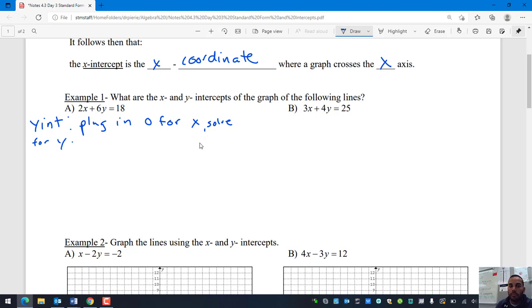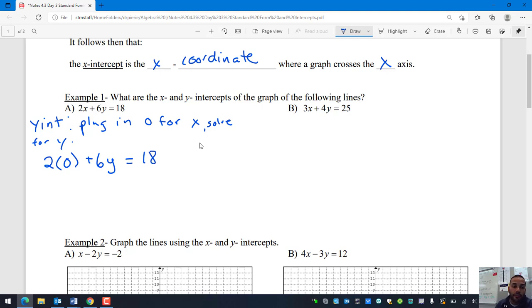So I'm going to plug in 0 for x in this equation and then solve for y. So I'm looking at 2x plus 6y is equal to 18. I'm going to plug in 0 wherever I see an x. So instead of doing 2 times x, I'm going to do 2 times 0. And then I want to solve for y. Plus 6y is equal to 18.